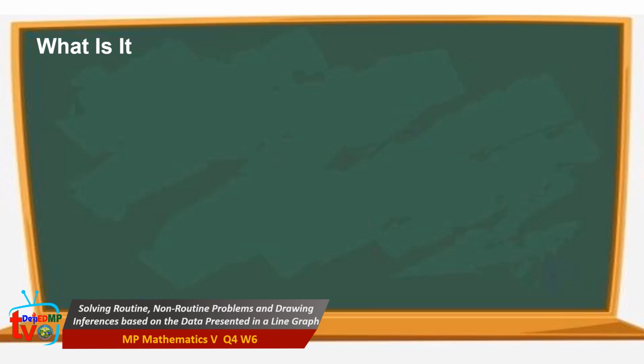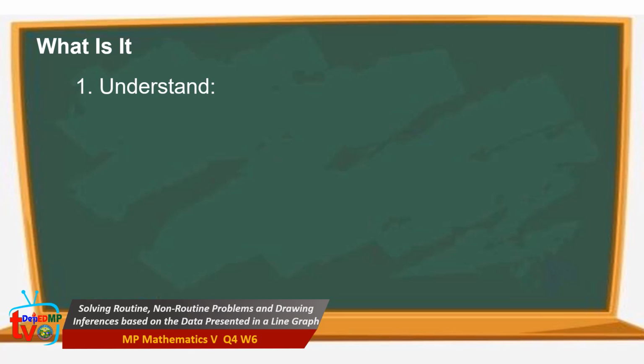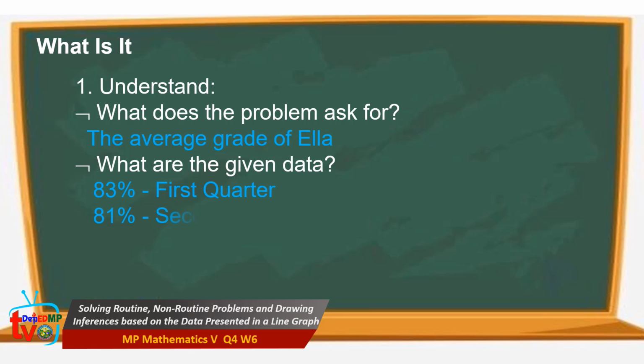How are we going to solve this problem? We are going to use the 4 steps plan. The first step is to understand the problem. We should know what is asked. The problem asked the average grade of Ella. Then what are the given data? You should identify the grade of Ella in the first quarter, second quarter, third quarter, and the fourth quarter.